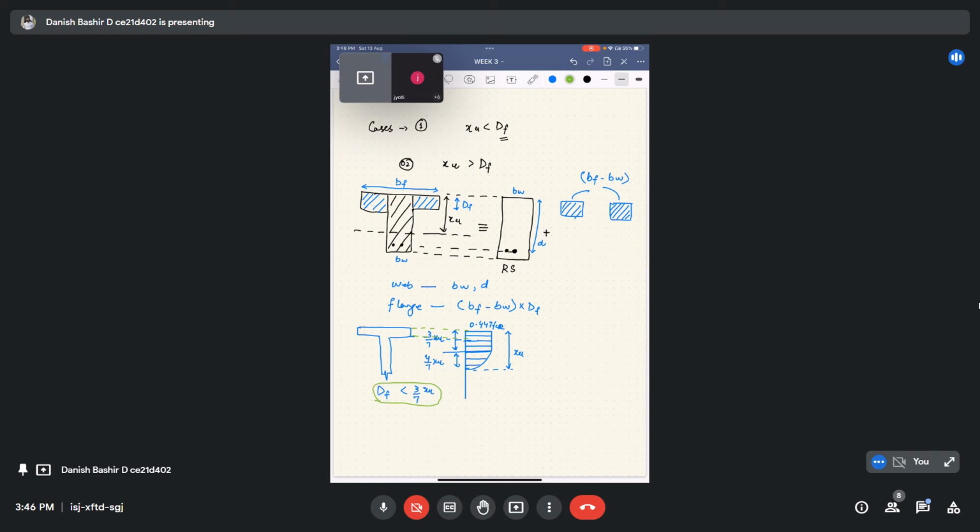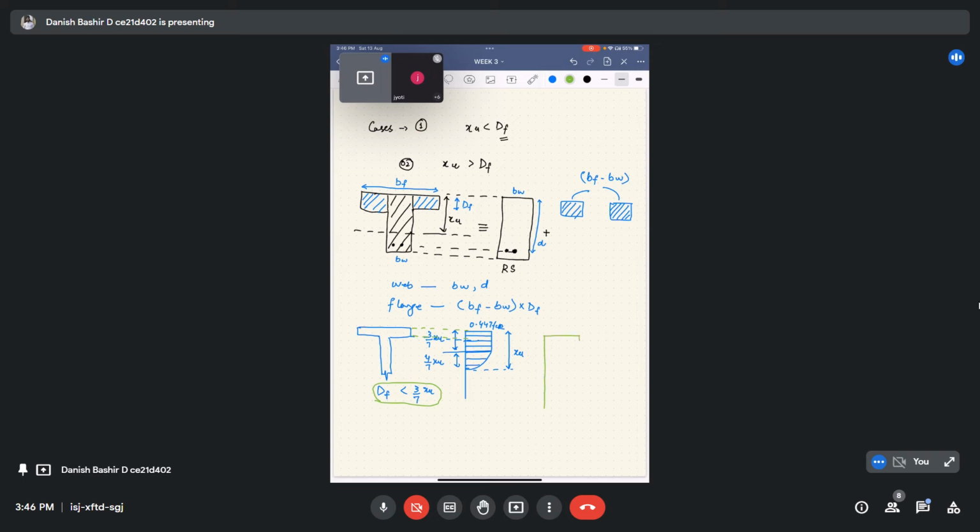analyzing this flange section, as it has a uniform stress of 0.447 FCK and a depth of DF. We can easily get the stresses in the flange section. But the problem comes, for example, if this XU depth is such that we get our 3 by 7 XU value as less, we have to make another one.